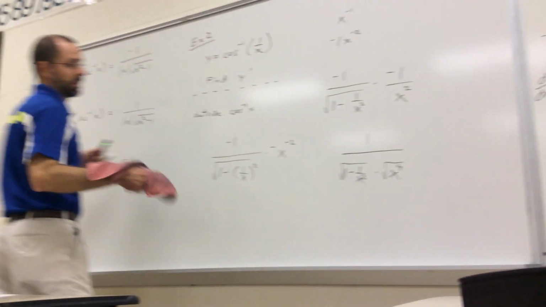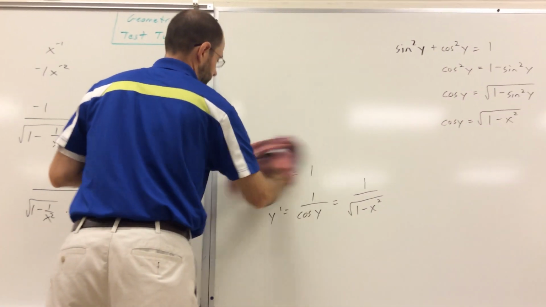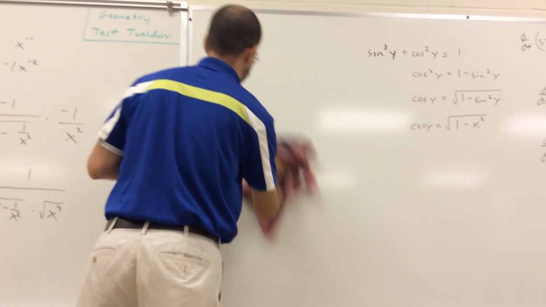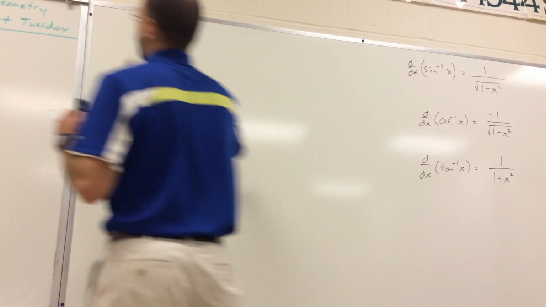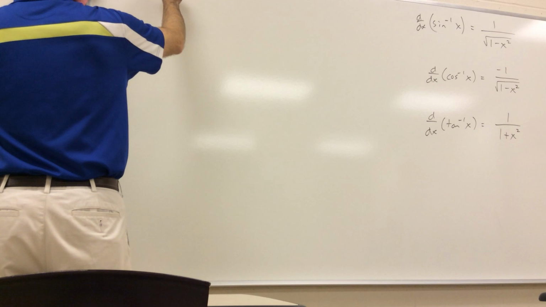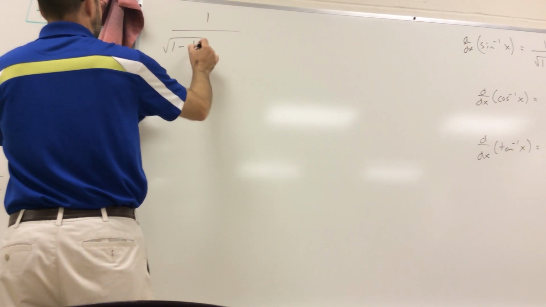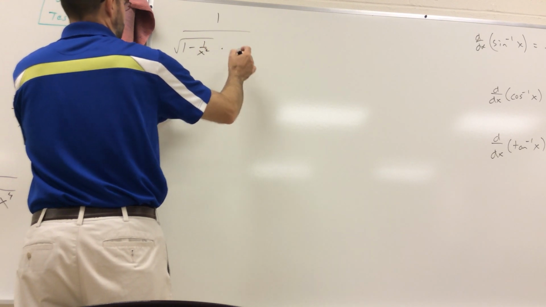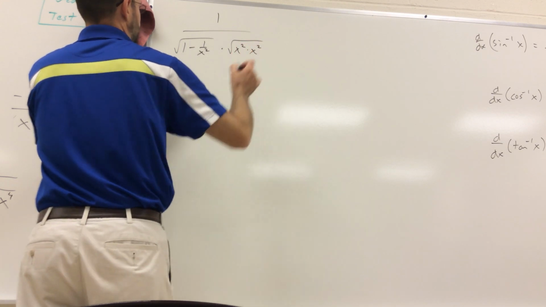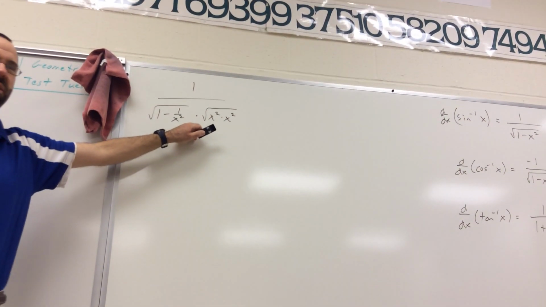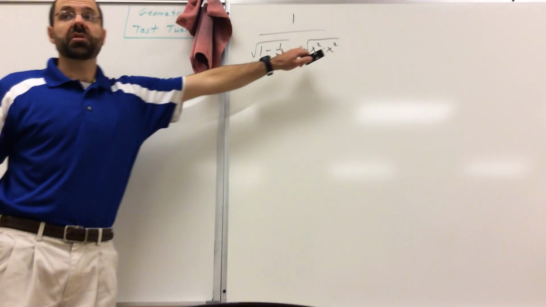Okay, so now I'm going to multiply that x to the 4th inside. But I don't really need the entire x to the 4th. So I'm going to rewrite one more time before I multiply it in. This is 1 over the square root of 1 minus 1 over x squared times the square root of x squared times x squared. So all I did there was split x to the 4th into x squared times x squared.